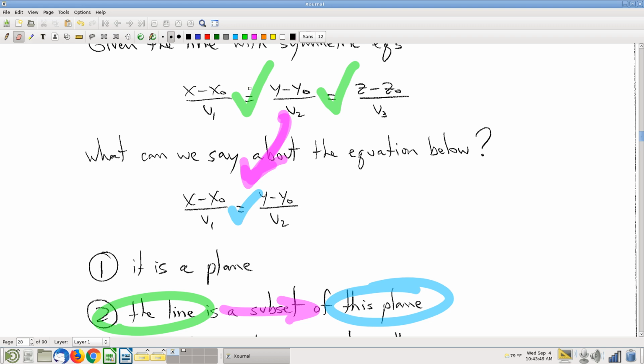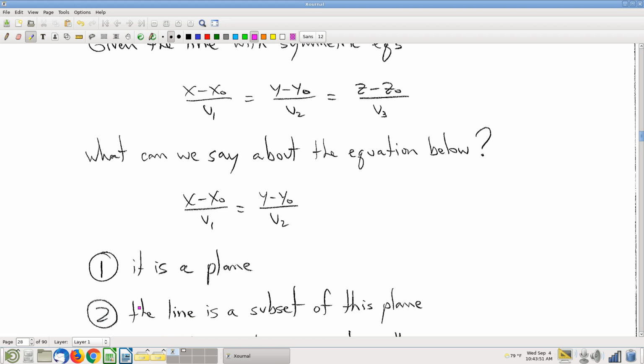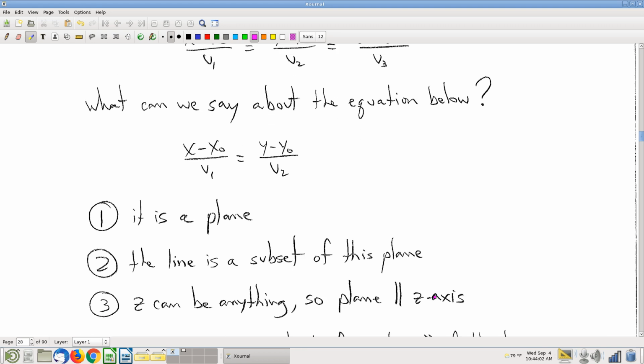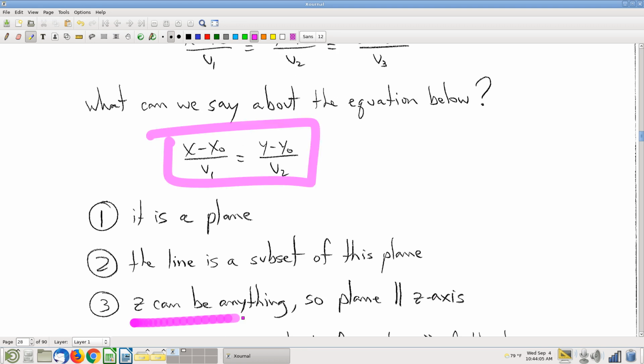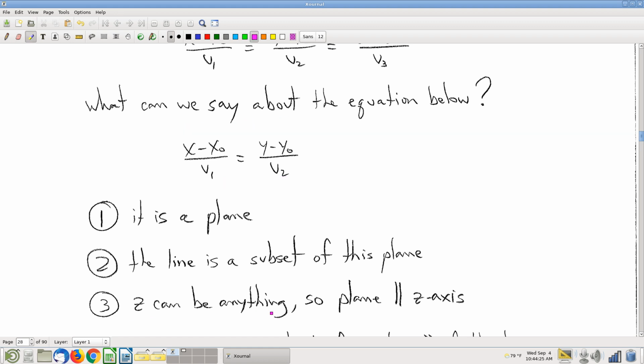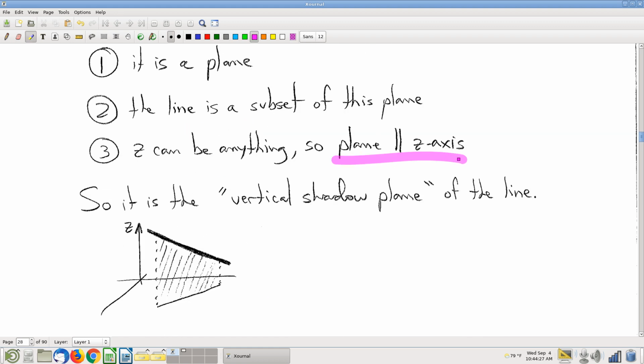Okay, so we know we're looking at a plane that contains the line. And there's a third thing that we know about this equation here. This equation, there's no z's in it. That means you can change z however you like. If you've got a point that's on this plane, and then you change the z coordinate, the equation still works, right? That means you can change z however you want, and it doesn't affect whether the point is or is not on the plane. And I claim that means that the plane has to be parallel to the z-axis.